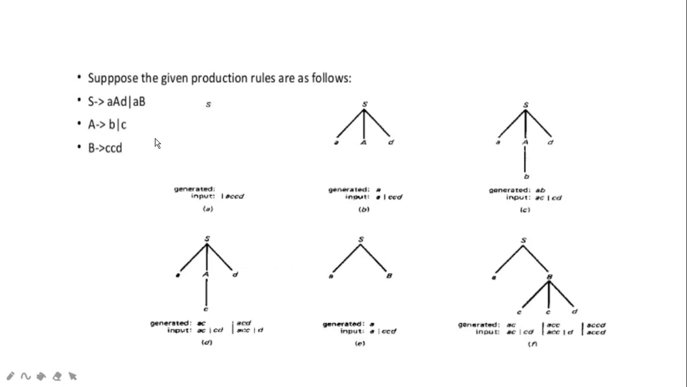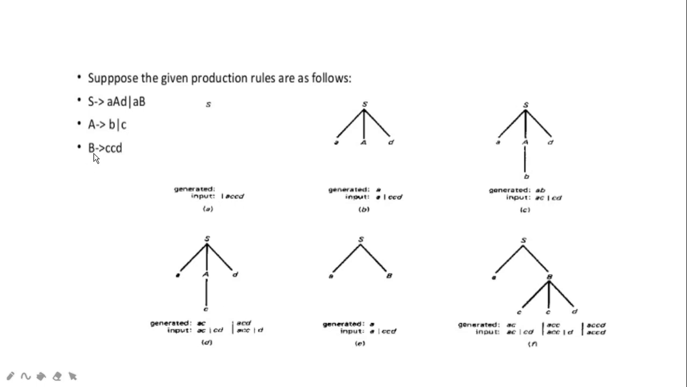Here you can see an example of the top-down parsing technique. There is an S and it will produce A and D. The S string produces the language small a, capital A, then small d. After this, the capital A will produce B, or the capital A can produce C.